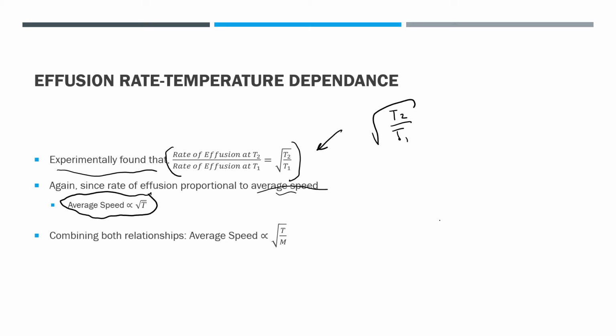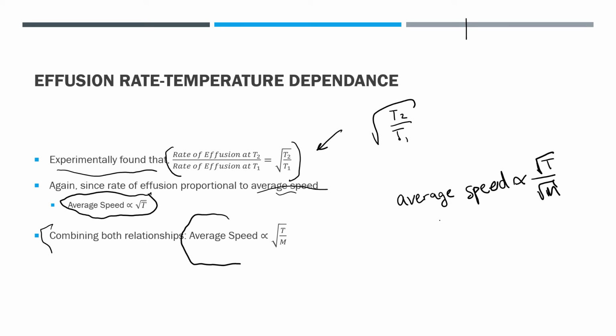And if we combine the relationship we found before, if you remember from a previous slide, we talked about how the average speed is proportional to 1 over the square root of the molar mass. And now we know that it's proportional to the square root of temperature as well. We get that the average speed is proportional to the square root of T over M. And this should look awfully similar to the root mean squared speed you've seen in AP Chem, and we'll discuss in another video, right?